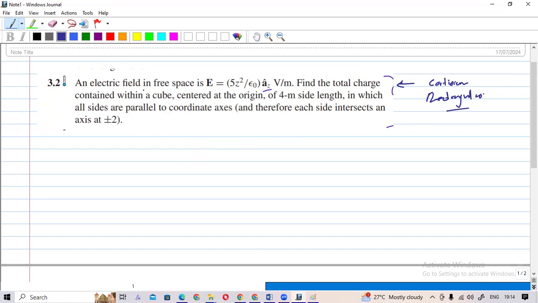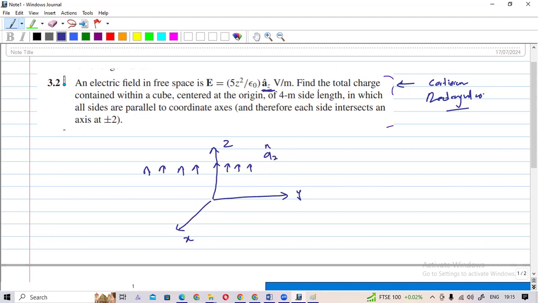So an electric field in free space is given. So this is Z axis, this is Y axis, this is X axis. So this electric field in free space is given using this function. So the direction is given. What is the direction? That is in Z direction. So the E field is in Z direction, like this.